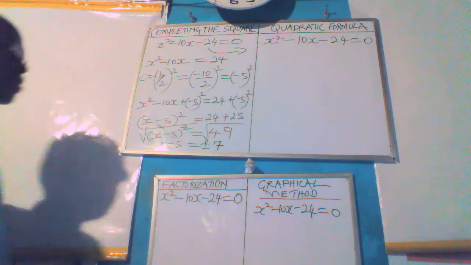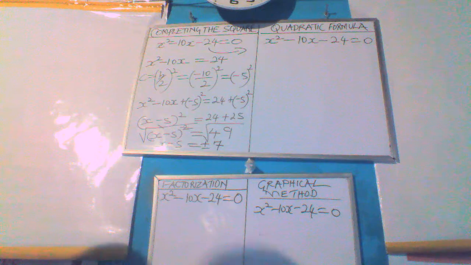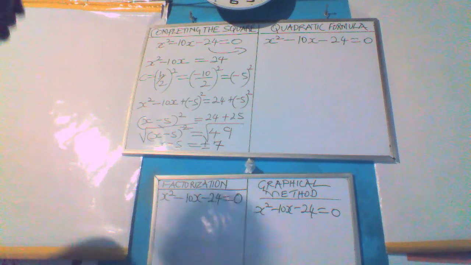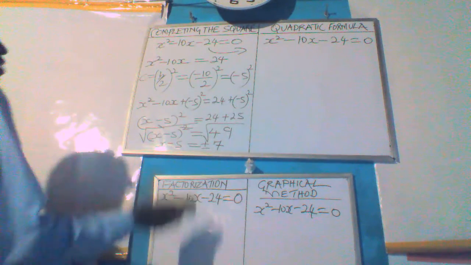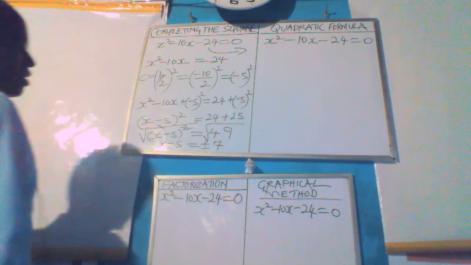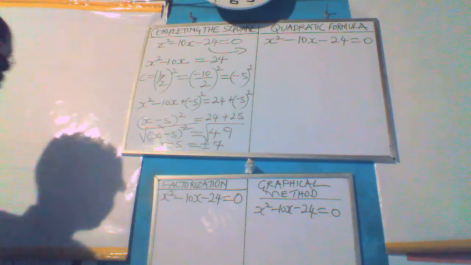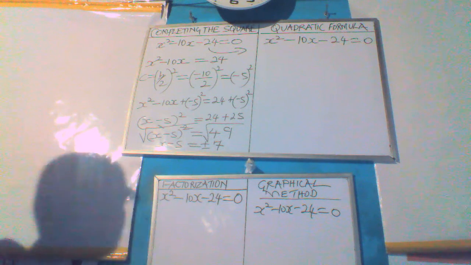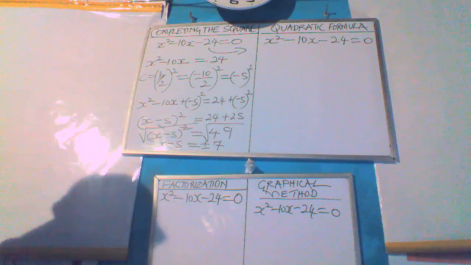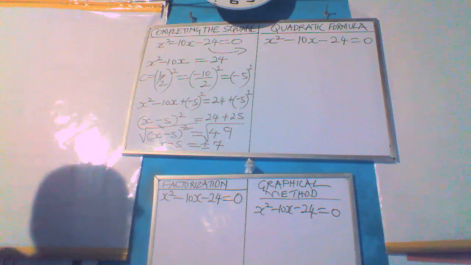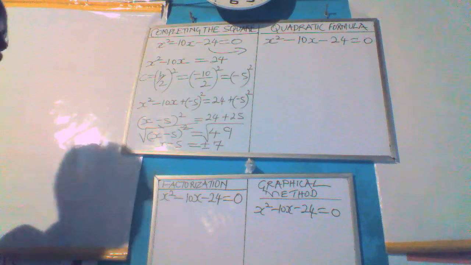Now that we have found x minus 5 is plus or minus 7, we proceed to solving that, and in this respect we'll find that x is going to be equivalent to 7 plus 5, which is 12, and again x is going to be equivalent to minus 7 plus 5, which is minus 2.